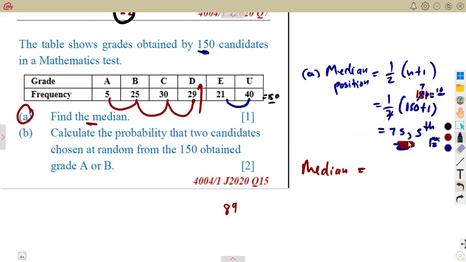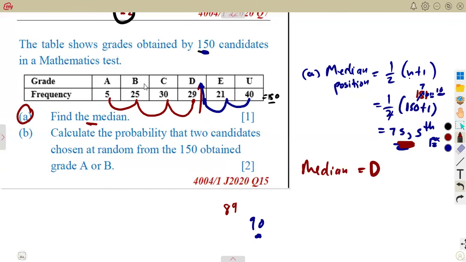You could have calculated it this side like this: 40 plus 20 plus 21 is 61. You are less than 75.5 at 61. Then you add again 61 plus 29, and you're going to obtain 90. The 75.5 is occurring inside of 90. And where is it? At D. So the median is going to be D.